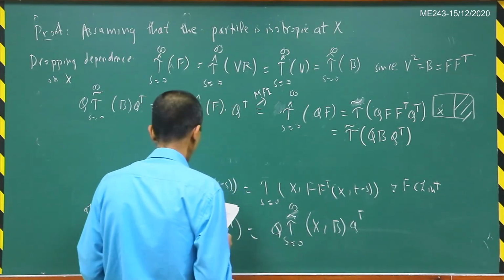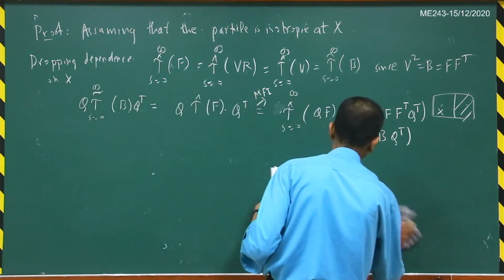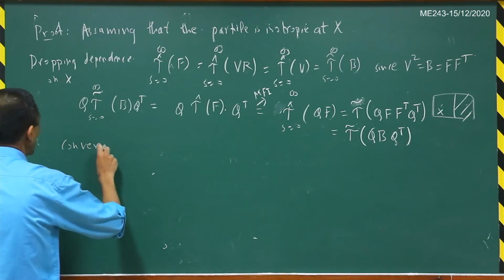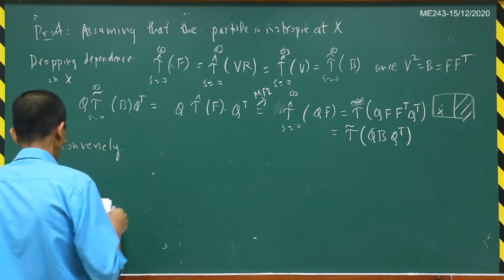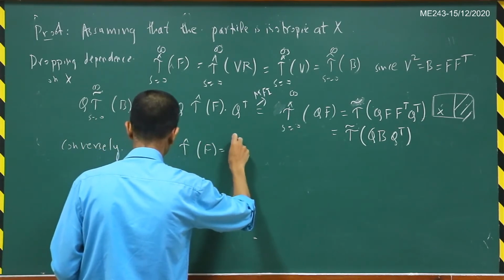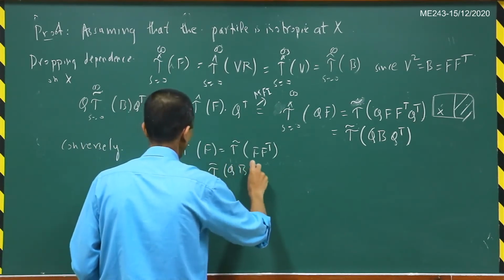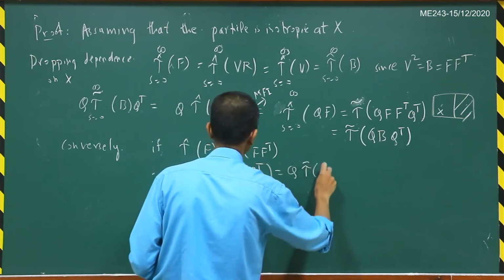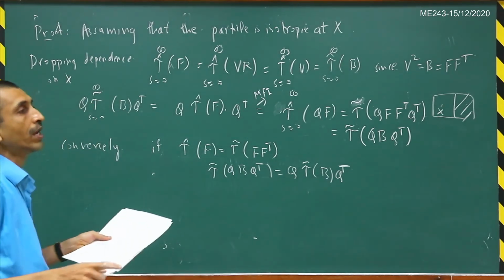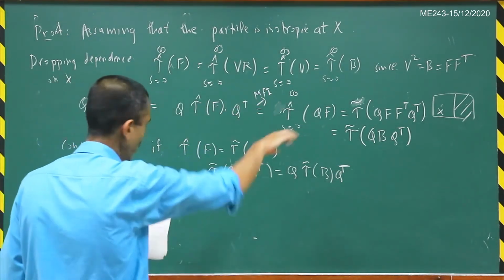Okay, now conversely, because it's an if and only if statement, we need to show the converse also. So let us do that. So conversely now, if tau hat of F is equal to tau tilde of FF transpose, and this tau tilde of QBQ transpose is equal to Q tau tilde of B times Q transpose, and these are the two results. So now we'll assume that these two results hold. And now we want to show that the material is isotropic and material frame indifferent. So this is the converse of whatever I have already shown in this particular theorem here.